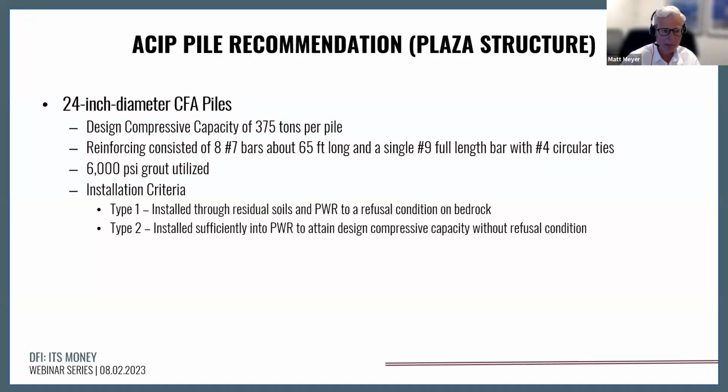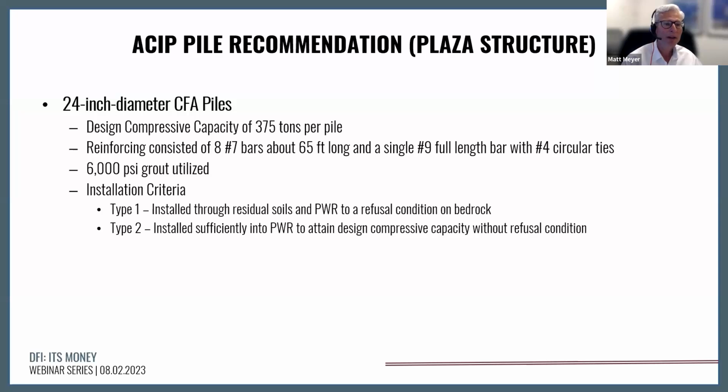The next concept and vision was for the plaza structure. That is the structure, excuse me, to the east of the stadium proper. And this particular structure, as we looked at it, there were some logistical constraints. There were some needs to up the diameter, increase the capacity, and have a smaller pile cap footprint.